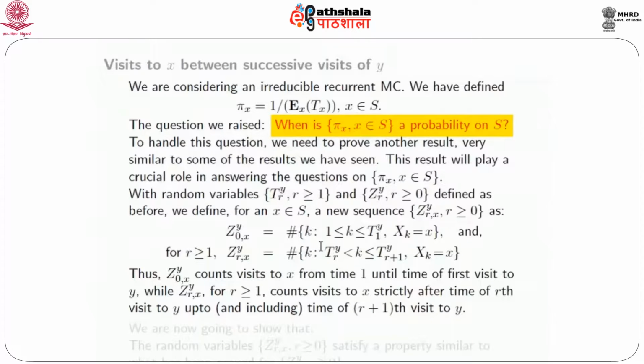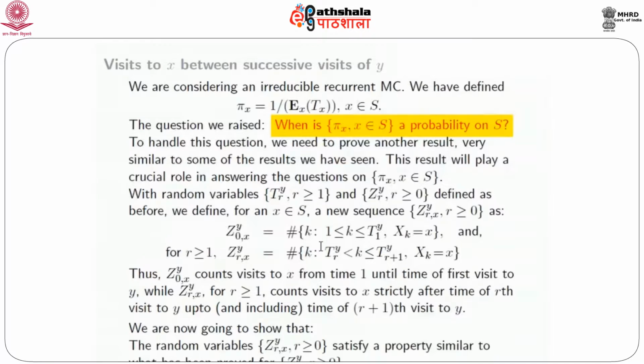On the other hand, for r greater than or equal to 1, remember that k varies between T_r y and T_{r+1} y, excluding T_r y but including T_{r+1} y. So it counts visits to x strictly after the time of the rth visit to y, up to and including the time of the (r+1)th visit to y. So it is basically trying to count the number of visits to x between successive visits to y. What we are going to show is that these random variables Z_r^{xy} satisfy a property very similar to the properties that were proved for the Z_r y's earlier.